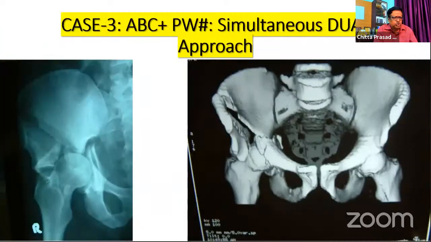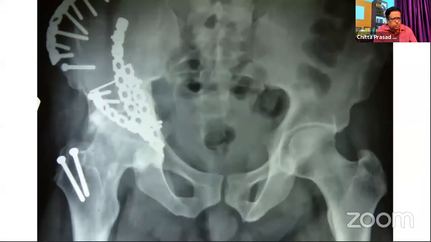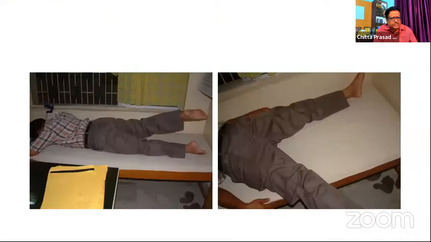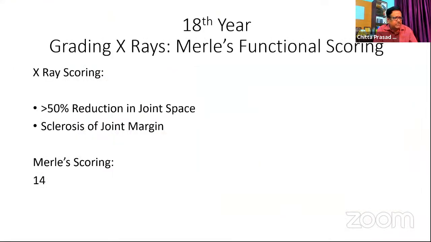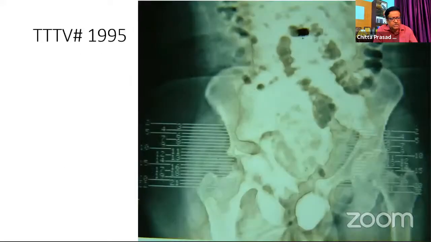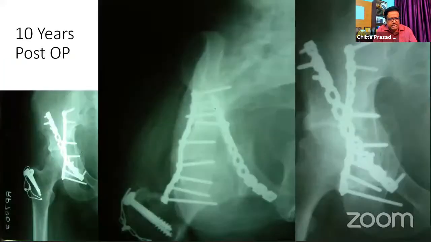This is ABC posterior wall with simultaneous dual approach. Again, another gentleman operated with dual approach. His current status: he's at the end of 18th year. He has a 50% reduction in the joint space, sclerosis of the joint margin. This was my first case, 1995. And the X-ray is pretty bad. That's a transrectal transverse fracture. I did through dual approach, 1995.